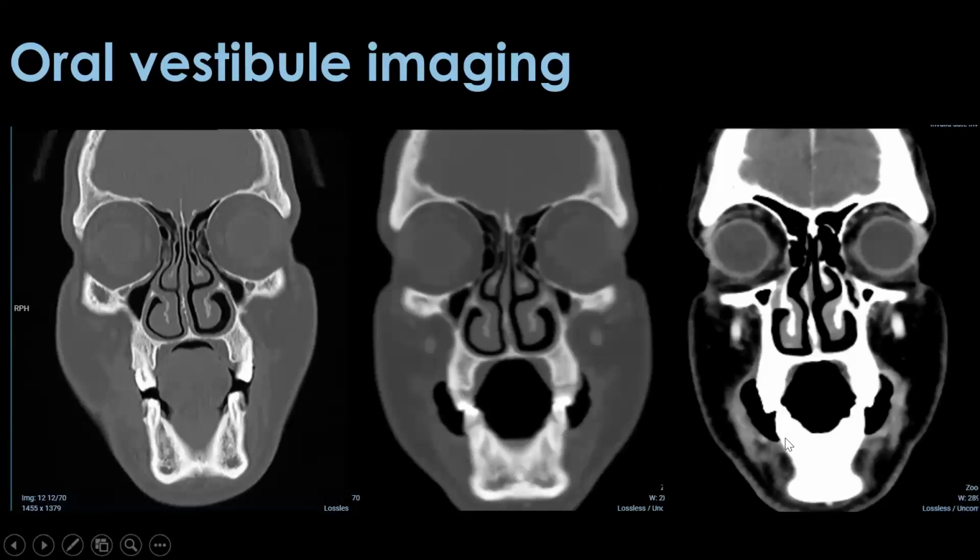A normal muscle will also enhance, but neoplastic lesions will have this heterogeneous enhancement, which can be easily appreciated. So there's a lesion in the left buccal mucosa and it is also extending to the upper GPS. In the bone windows, we can see that the cortices are well maintained, so there's no bone erosion.